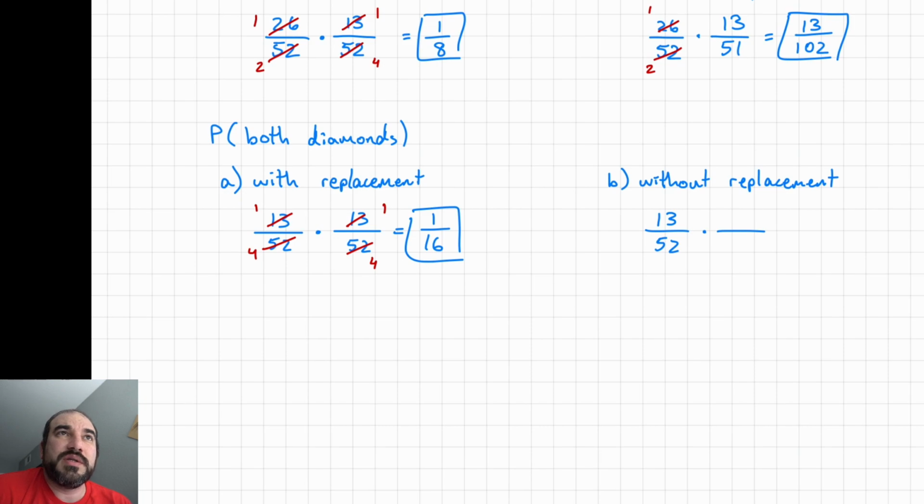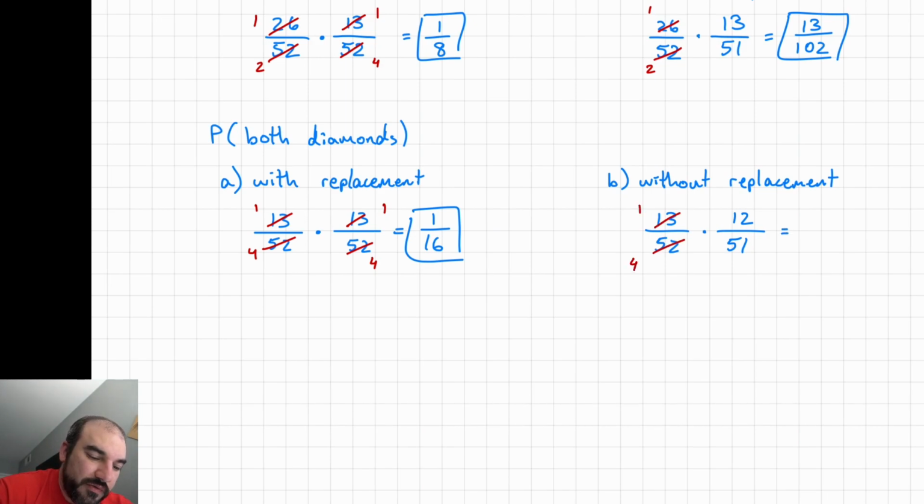12 out of 51 since it lost a diamond and the whole deck lost a card. Good. This drops to 51 because one card is missing from the deck, but specifically because we needed that first card to be a diamond, one of the diamonds is also missing. So there are no longer 13 diamonds in the deck, there are 12 diamonds in the deck. So when you're doing the second card, you assume that the first card was the card that you're doing the probability for.